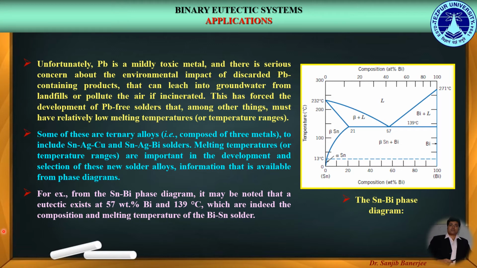For example, here we can see a tin bismuth phase diagram where the eutectic composition is 57% of bismuth and the eutectic temperature is 139 degrees centigrade, which are actually the composition and melting temperature of this bismuth tin solder. Thus, the binary eutectic systems are extensively applied for making of different solder alloys.